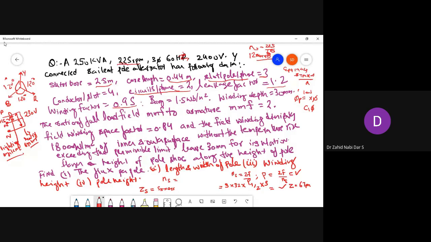Average flux density, it is mentioned over here, 1.5 Weber per meter square. Now your winding depth is equal to 30 mm. Okay, so that depth is given there. The ratio of full load mmf to armature mmf, so here you have to remember that formula, that we calculate 2.7 I phase T phase kW, into number of poles. This formula you have to remember.